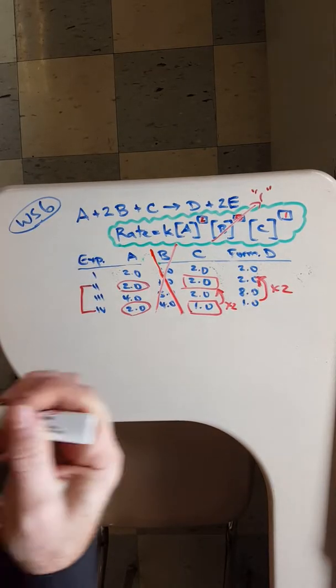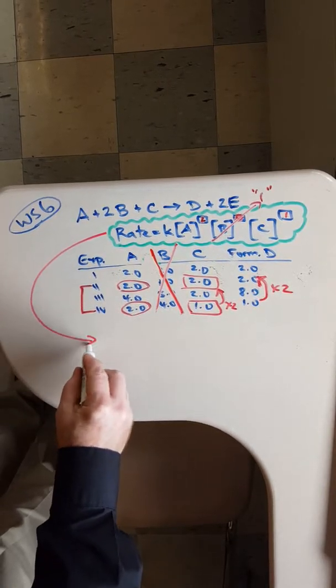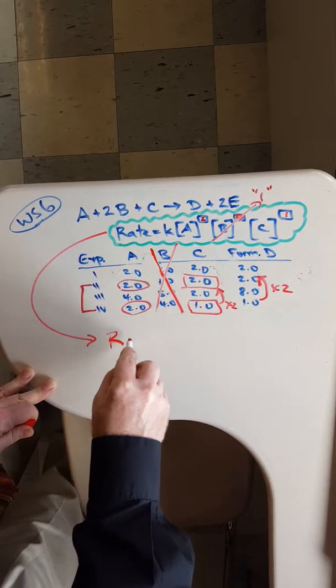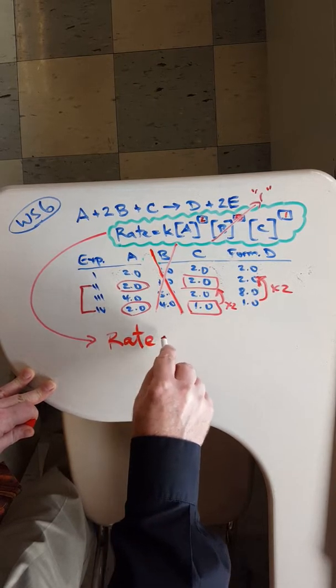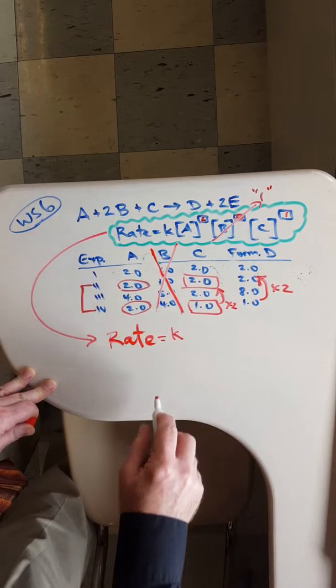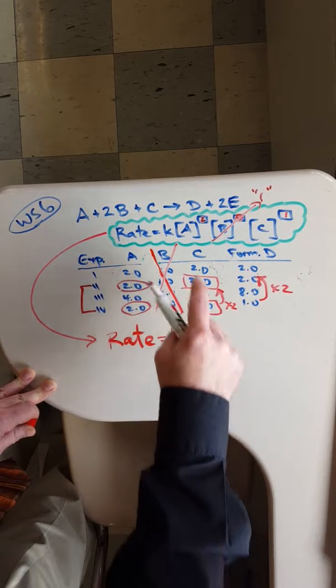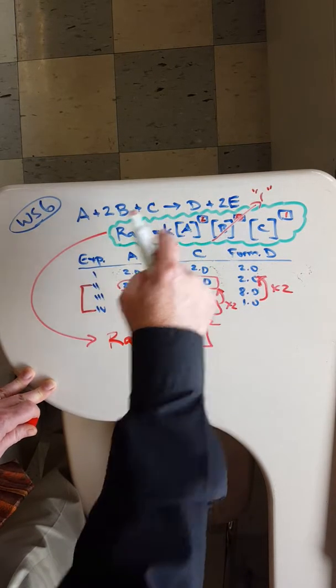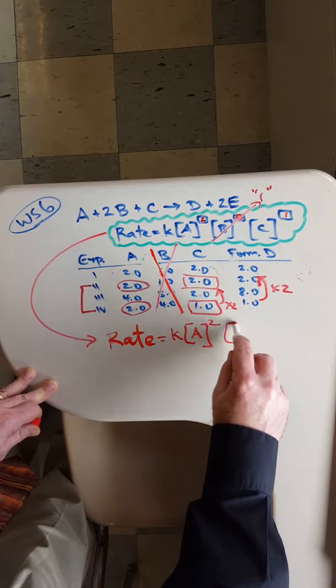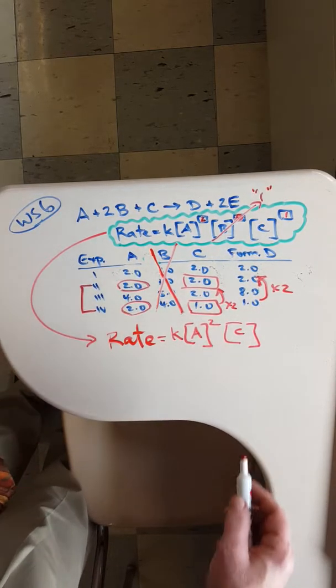So now I can simplify my rate expression and say, all right, the rate law expression for this system, rate is equal to some lowercase k times the concentration of A squared, B has no effect, times the concentration of C to the first power.